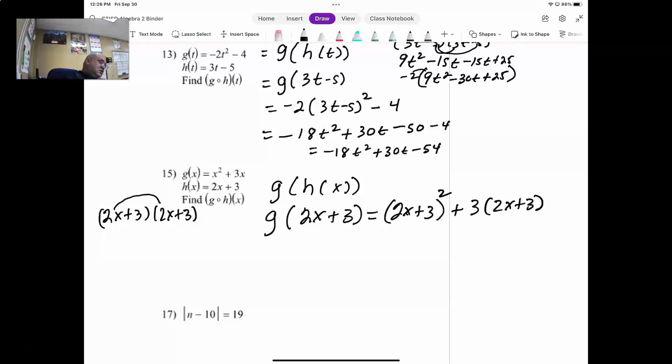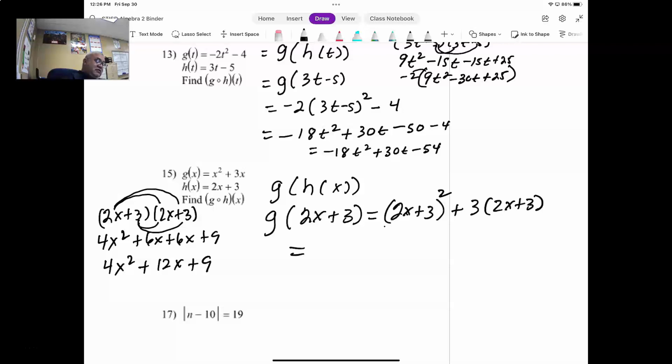2x times 2x gives you 4x squared. 2x times 3 gives you 6x. 3 times 2x gives you 6x. 3 times 3 gives you 9. So you have 4x squared plus 12x plus 9.